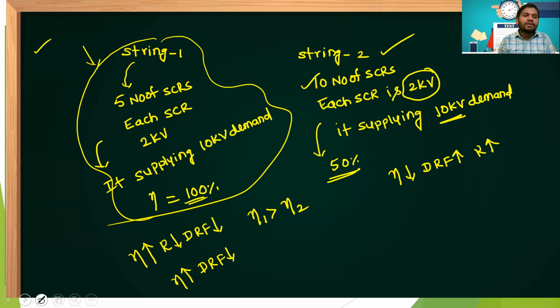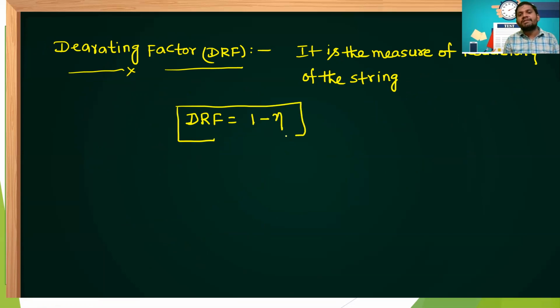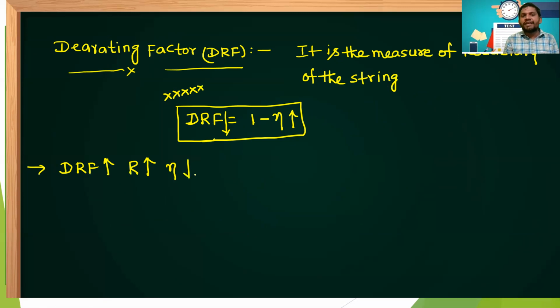Based on this, how can we write the relation between the derating factor and string efficiency? Students, then DRF equals 1 minus string efficiency. This is the relation between string efficiency and the derating factor. This is also a very important formula for computing. If the string efficiency increases, the derating factor reduces. Then what is the observation here, students? If derating factor increases, what happens to the reliability of the string? Reliability increases, while the string efficiency reduces.